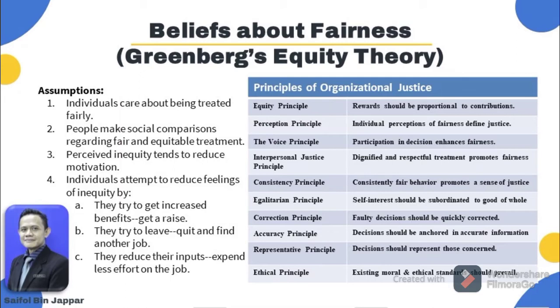Sixth, the egalitarian principle. Self-interest should be subordinate to the good of the whole. Seventh, the correction principle. Faulty decisions should be quickly corrected. Eighth, the accuracy principle. Decisions should be anchored in accurate information. Ninth, the representative principle. Decisions should represent those concerned. And tenth, the ethical principle. Existing moral and ethical standards should prevail.